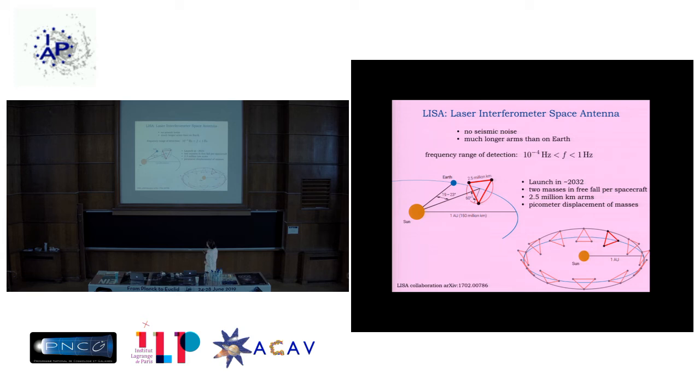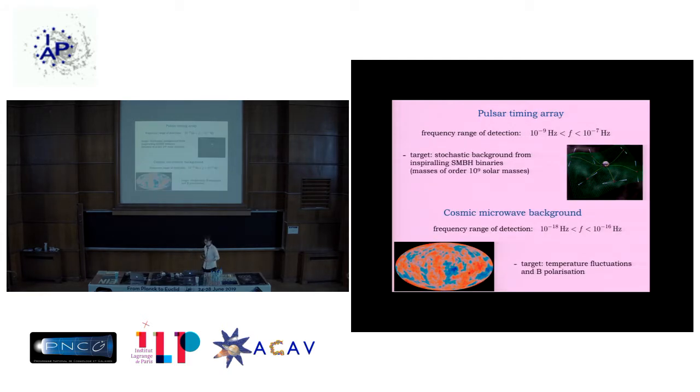Not completely independent Michelson interferometers, which are put on an orbit around the Sun, following the Earth. The other, more indirect ways we have to measure gravitational waves are pulsar timing arrays, which are sensitive to much lower frequencies, around the nanohertz, and therefore their targets are black hole binaries of masses much larger than those that can be detected by Earth-based interferometers and LISA.